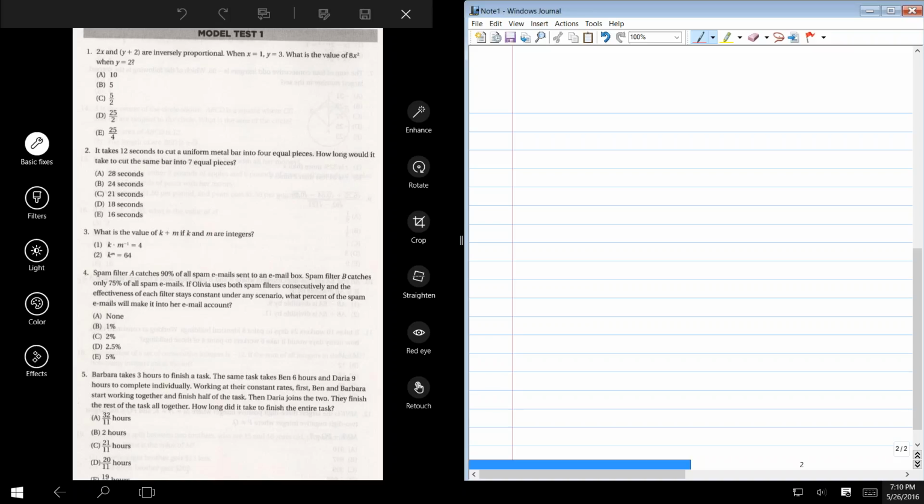Numbers 4 and 5, or 3 and 4 rather. Okay, I guess number 3 would be: what is the value of k plus m if k and m are integers? Okay, so this is a data sufficiency because I'm seeing the 1 and the 2.